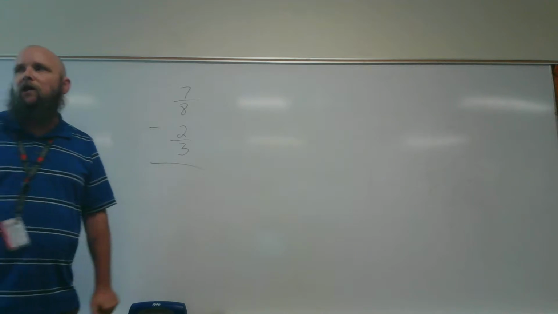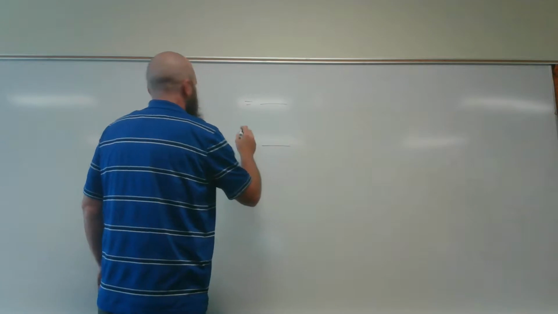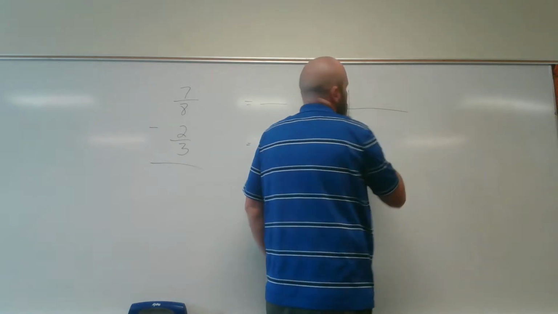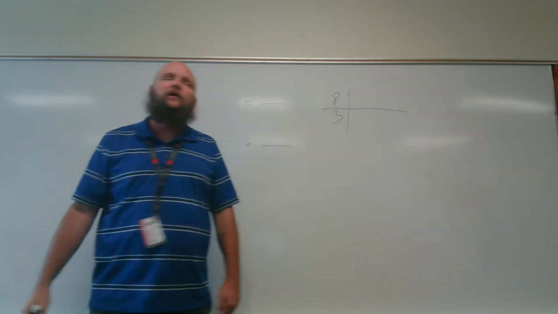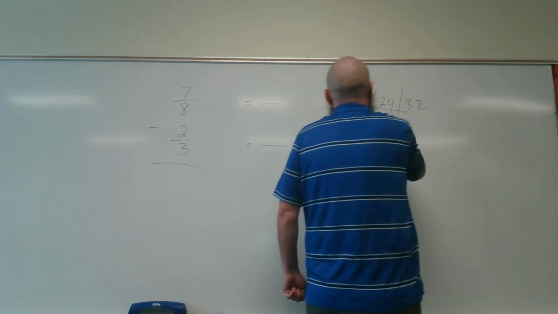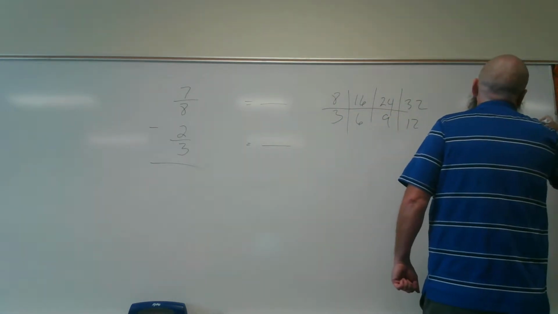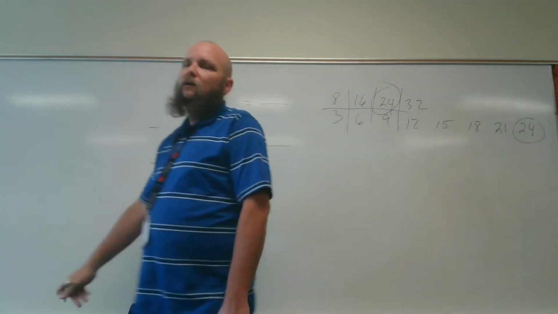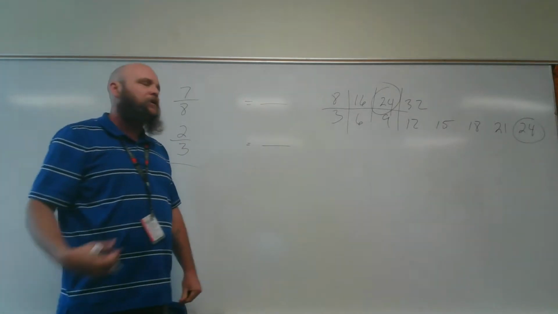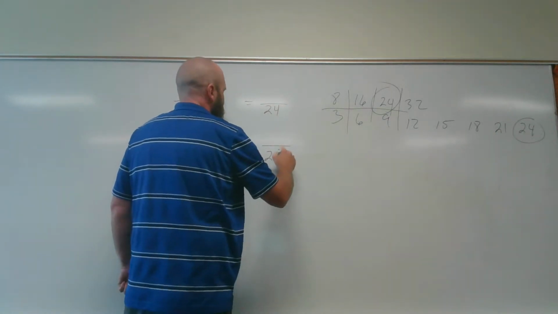Why? Because they don't have a common denominator. So I need to change these so that they both have a common denominator. My two denominators are 8 and 3. If I use my multiplication chart, it becomes very easy to see what it is. We have 8, 16, 24, 32; 3, 6, 9, 12, 15, 18, 21, 24 is my common denominator. You should be getting to where you know these right now, but you know how to go through all the work, so do it. We're changing so these both have a denominator of 24.